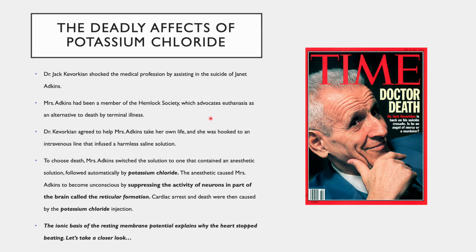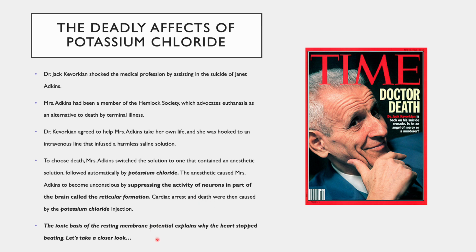So Dr. Death, what he did was he created this form of injection where essentially he would inject a patient with an intravenous line of harmless saline solution. When the terminally ill patient was ready to die, they would switch the solution to an anesthetic solution followed by potassium chloride. So essentially, the anesthetic would cause the person to become unconscious and suppress the activity of neurons in the reticular formation of the brain. Then, the potassium chloride injection would induce cardiac arrest and death.